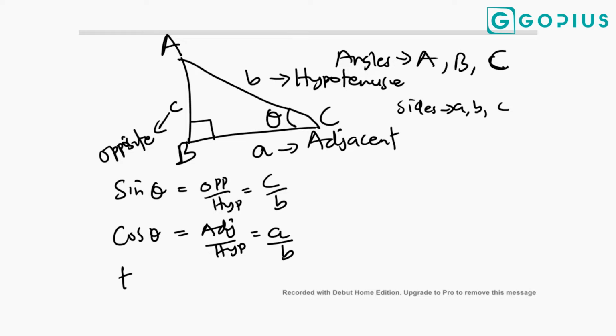Finally we have tan theta, which is the ratio of the opposite side to the adjacent side. So tan equals opposite over adjacent, and the opposite side here is c over the adjacent side, a. So we have c over a.